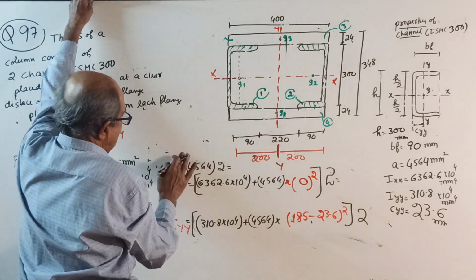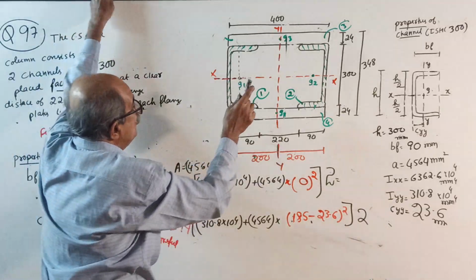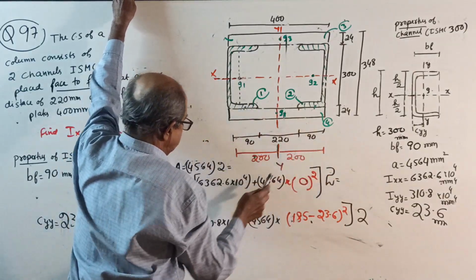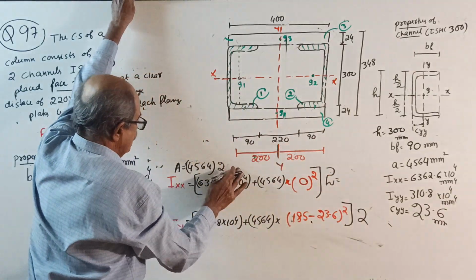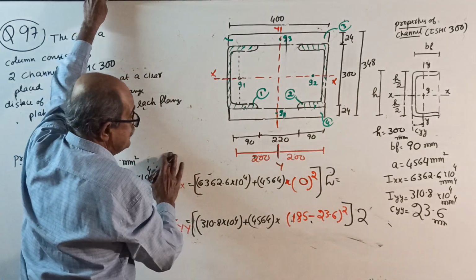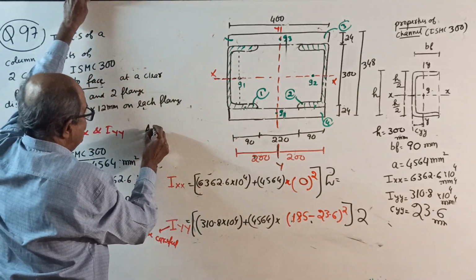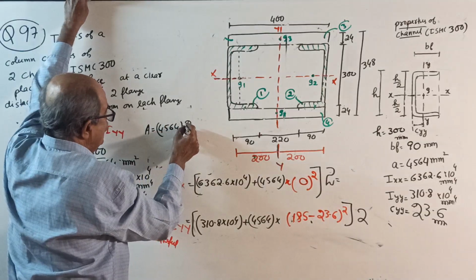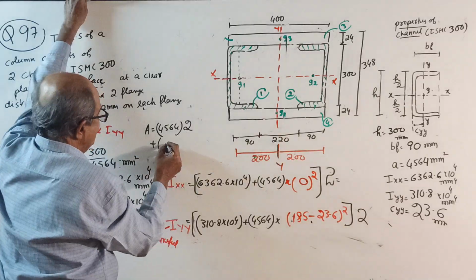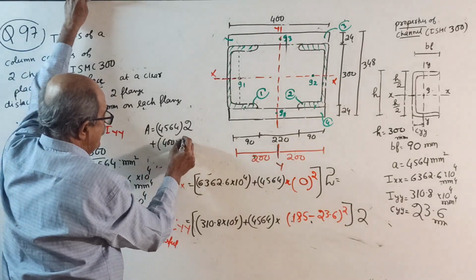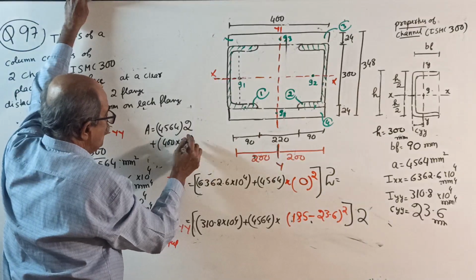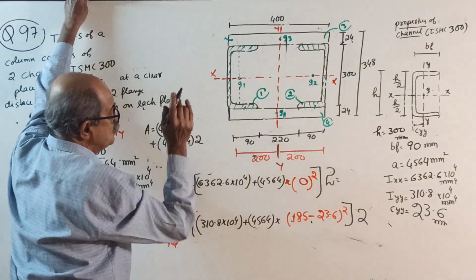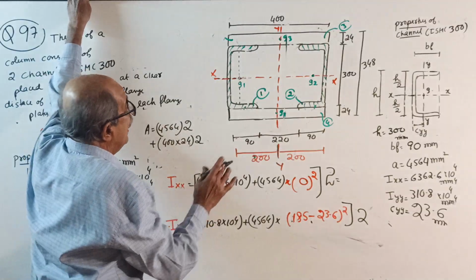Start. Area. First for channel. 4564 is the area of one channel, into 2. I write area here. Space problem is there. 4564 is the area of one channel into 2, plus the plate is 400 by 24, that also into 2. Okay, over.